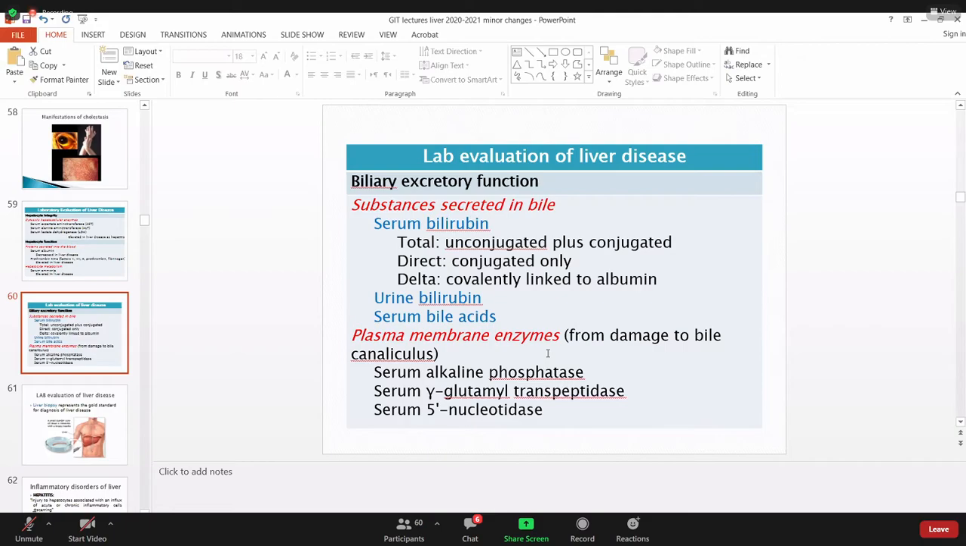Plasma membrane enzymes from damage to the bile calculus, which are serum alkaline phosphatase, serum gamma GT, which is gamma glutamyl transferase, and serum 5 prime nucleotidase. These give an idea that there is injury to the bile ducts.